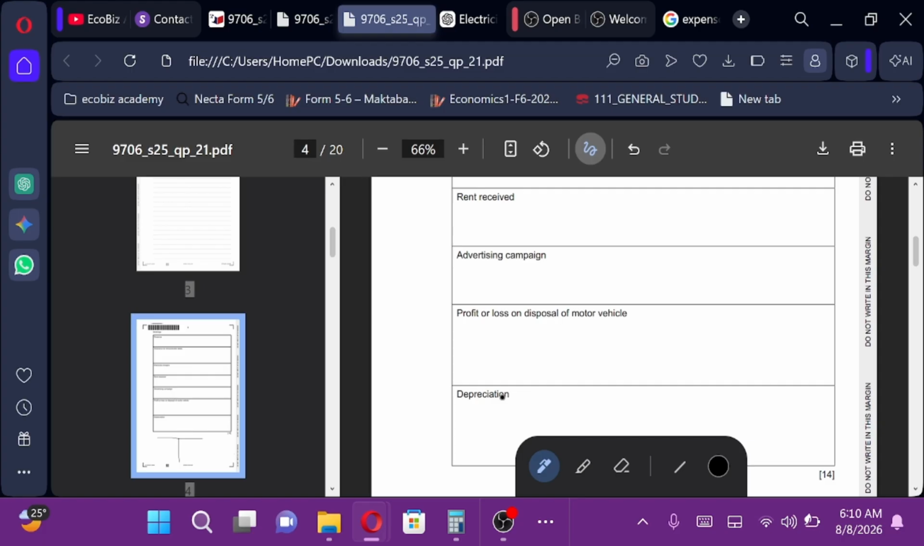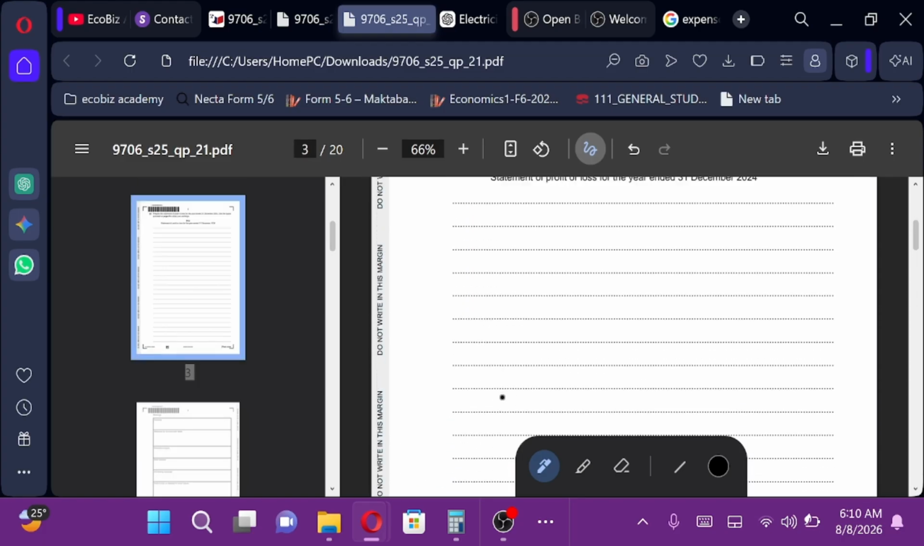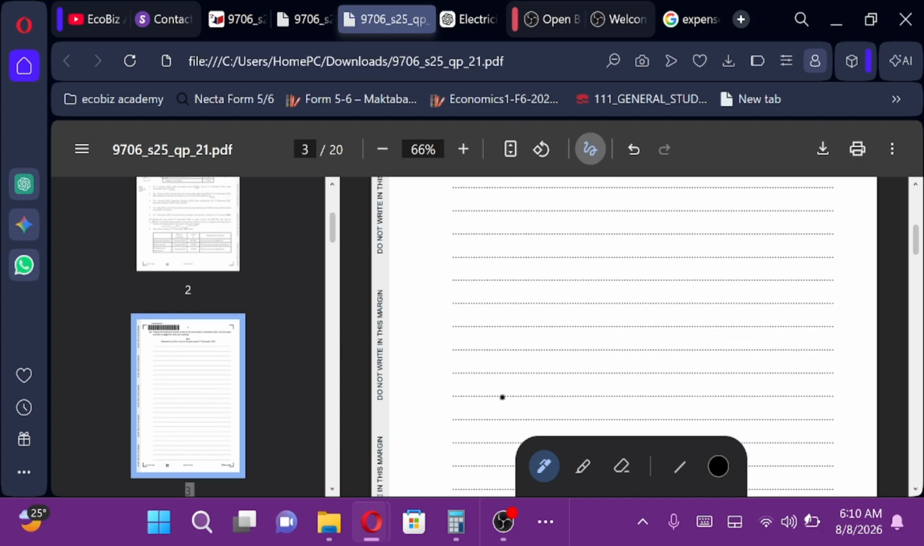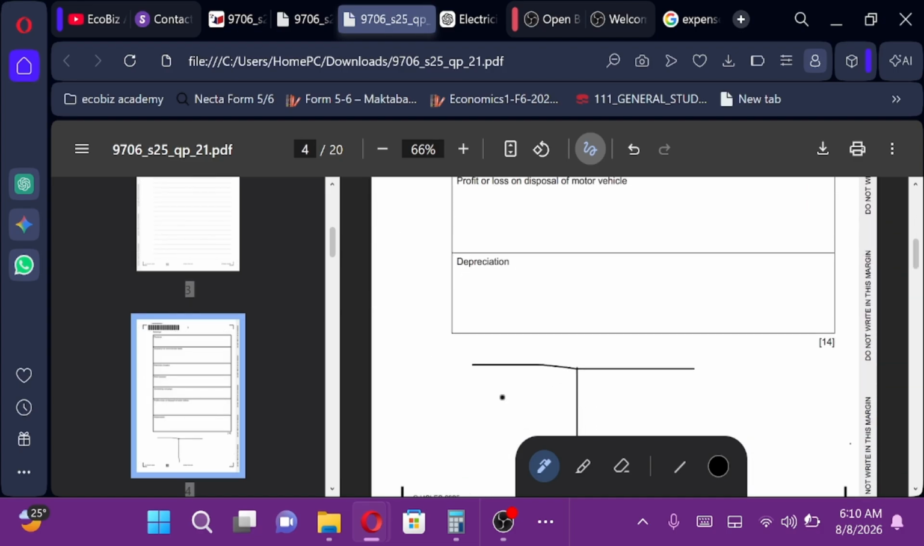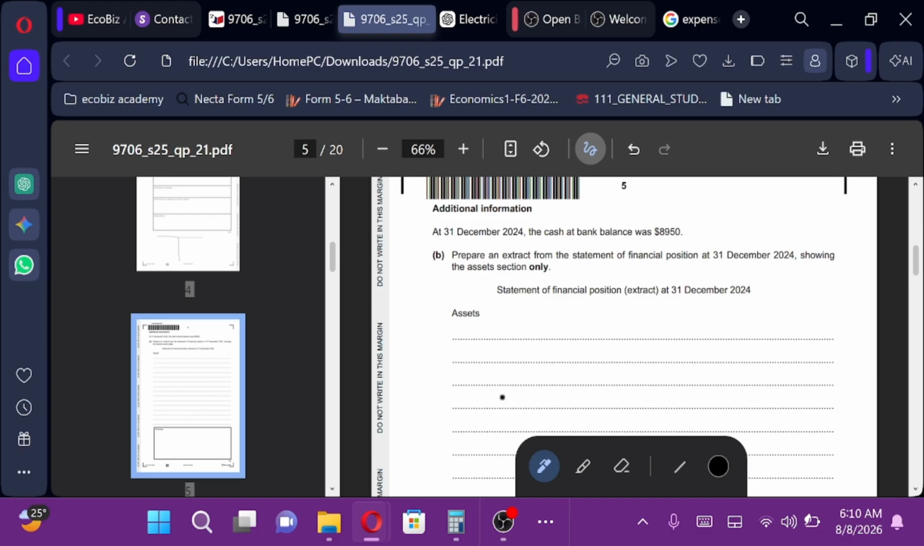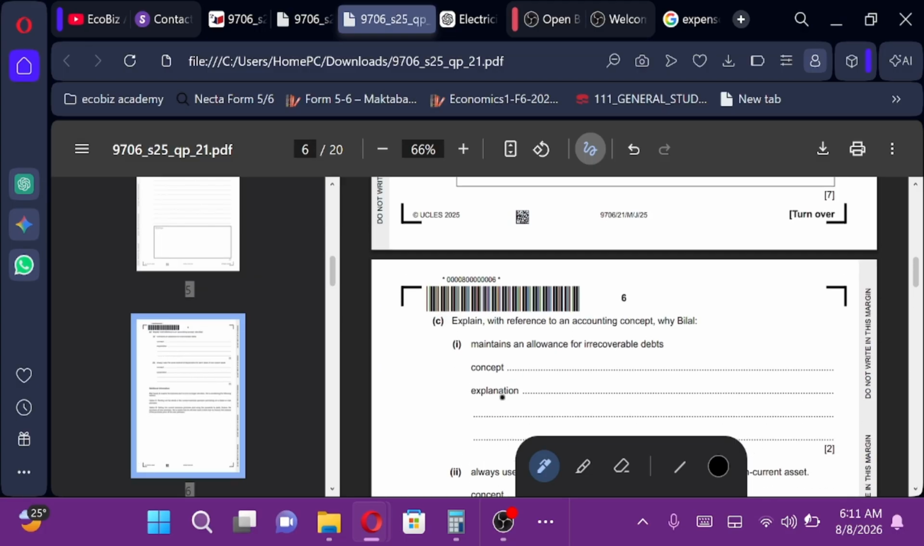Hopefully it's more simple. Now here, we're just going to write all the things that I calculated up here in these spaces, which will ultimately give us the total marks. Okay, now, additional information again. At 31st of December 2024, the cash balance was 8,950. B. Prepare an extract from the statement of financial position at 31st of December 2024 showing the assets section only. 7 marks.